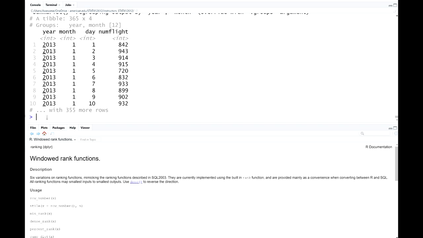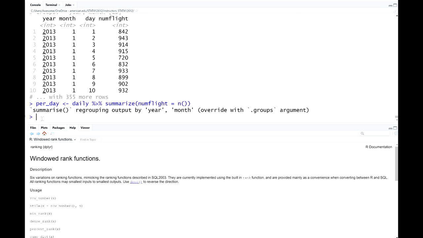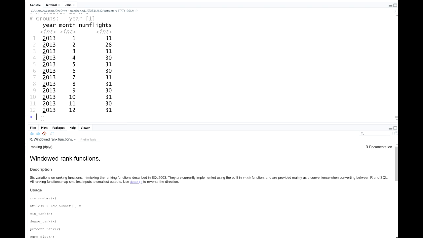Okay, let's save that in per day. Suppose I wanted now to summarize that one. What I'm really after is to try to count the number of flights per month. Well, what I got out is not the total number of flights per month.